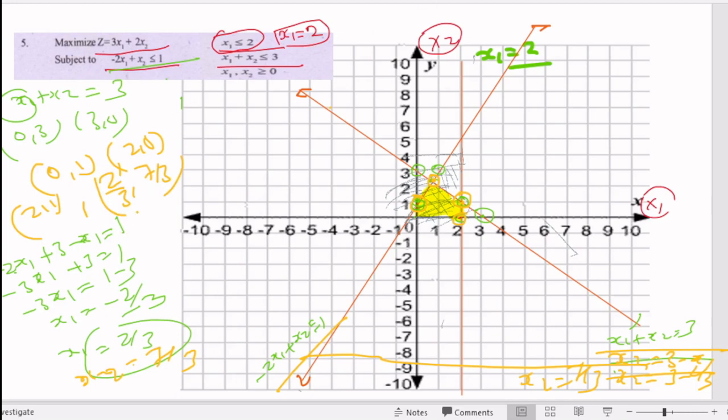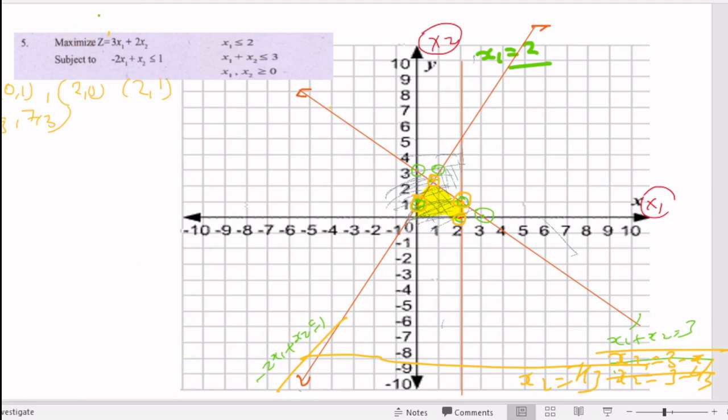Okay, now 75% done. What next do you have to do? You have to substitute all these 4 points in this equation to find the maximum value. Let's see how it happens. I've written all those 4 points. Let's substitute one by one. First one, 0, 1. So 3 into 0 into 1.